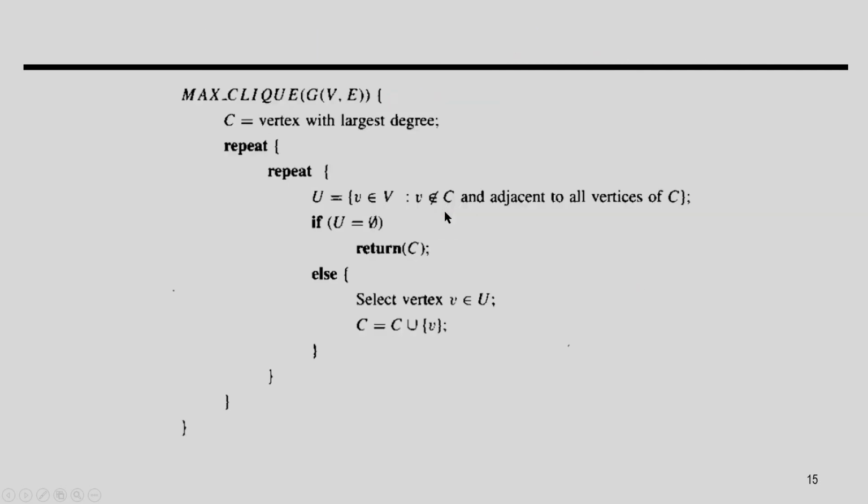The heuristic that I am going to use is a very simple one. I will find the vertex which has the highest degree, that is, the node which has the highest number of outgoing edges. I will select that node, and this is my C now. So C has a single node. Then I will find all the nodes which are adjacent to all the vertices in C. Initially C has only one node.